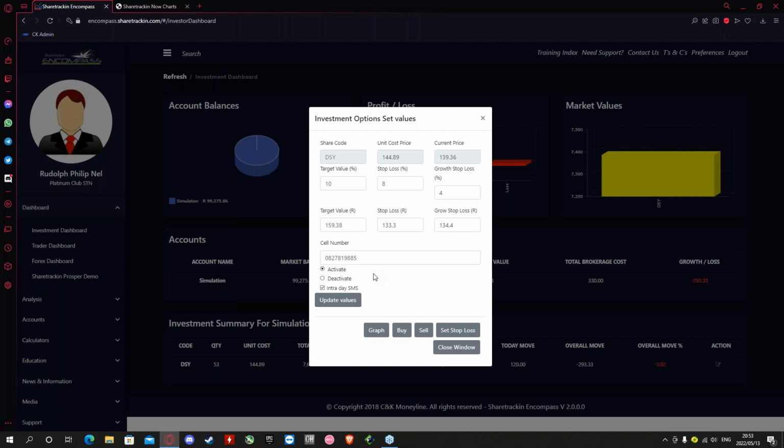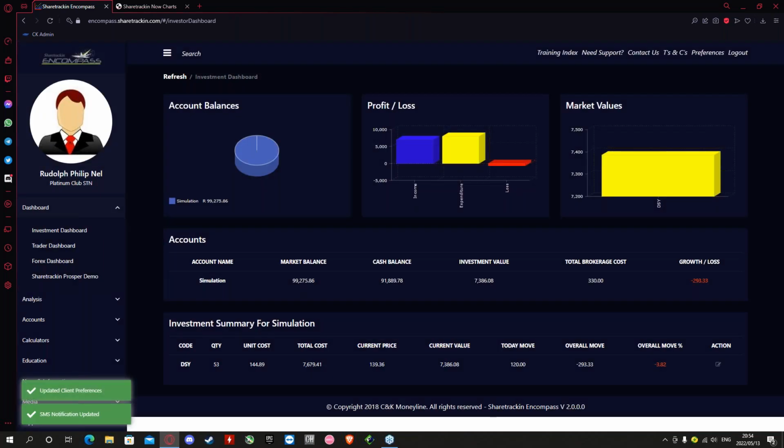So intraday means you receive an SMS 3 times a day: morning, early afternoon, and late afternoon. You would be receiving an SMS notifying you what your share is currently doing without you even going into the charting. Your SMS would be telling you that in text. Okay. If you don't want that, you only want one late afternoon or in the evening, just untick that. Okay, just untick the intraday and update your values.